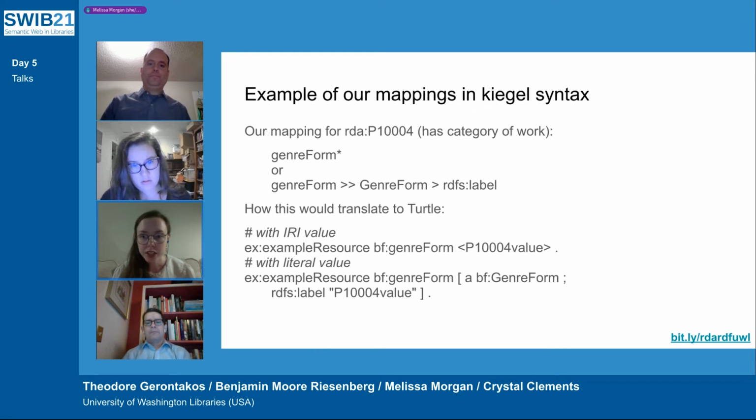So on this first line with our Kegel syntax, we have the BIBFRAME property genreForm. The BIBFRAME namespace is assumed in our mapping unless stated otherwise, with an asterisk to indicate that it takes an IRI as a value. The next line we have OR, indicating that there are multiple mapping options for this property. And on that final line, we have our mapping for when the value of P1004 is a literal. So that genreForm property takes a blank node. That blank node is classed as a BIBFRAME GenreForm, and it contains the property rdfs:label, which takes that literal value of the P1004 property.